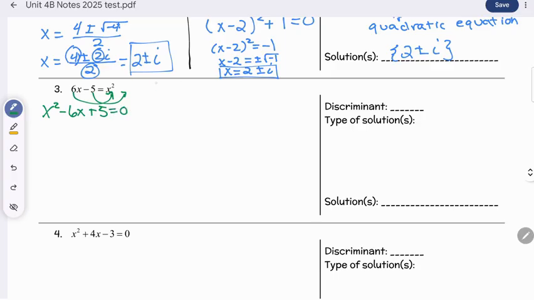Now my discriminant, b squared minus 4ac, is going to be, my b is negative 6, so that will be negative 6 squared minus 4 times 1 times 5. So that's going to give me 36 minus 20, which is 16. So now if you notice, 16 is a perfect square. So we are expecting to find two real rational roots.